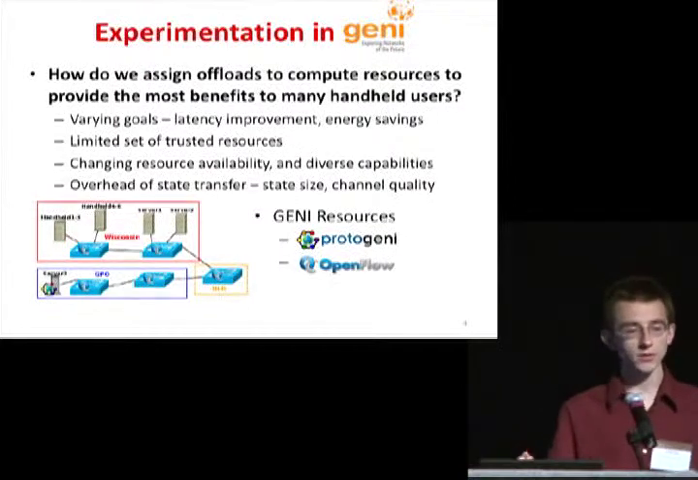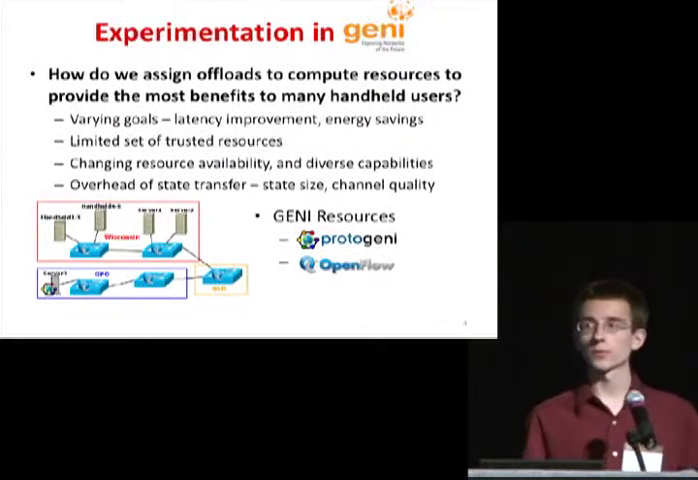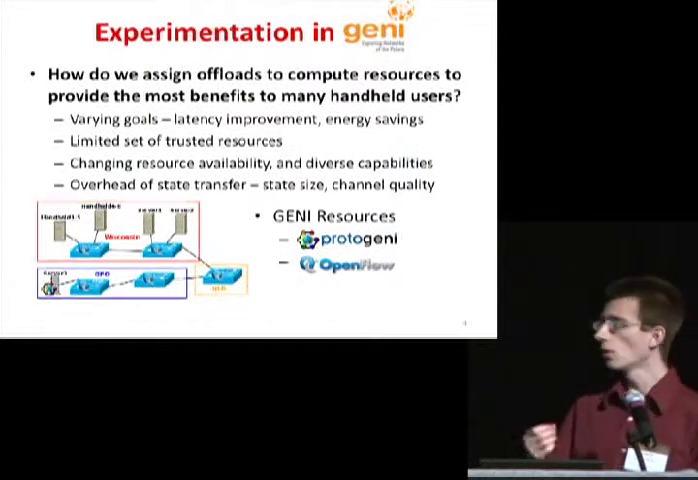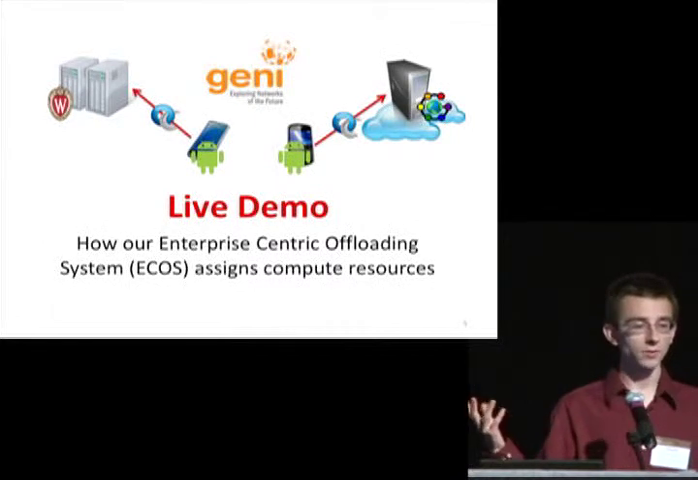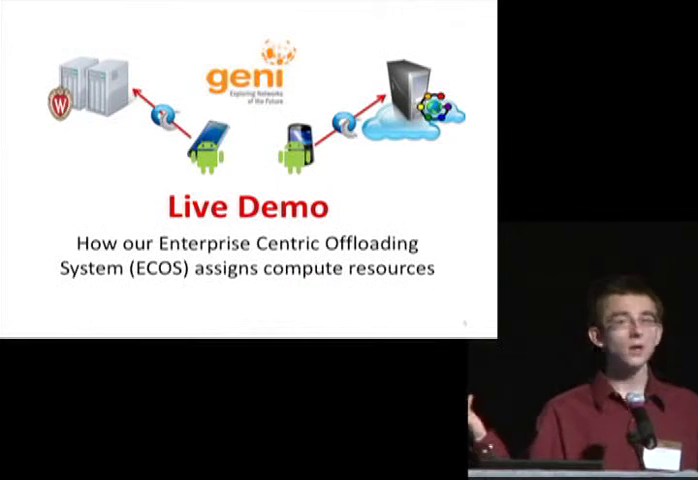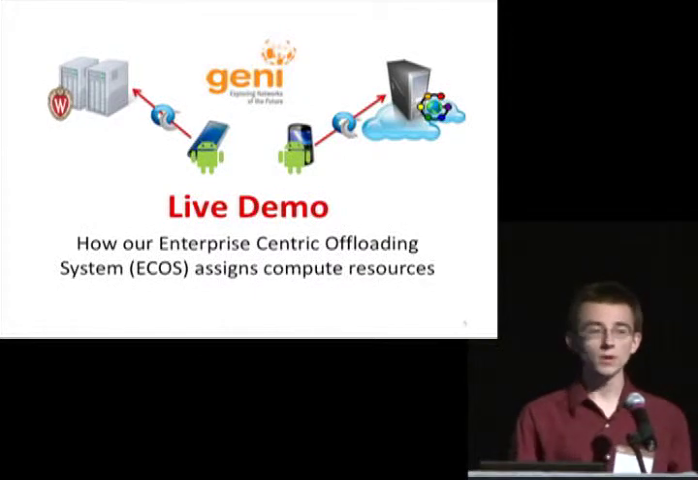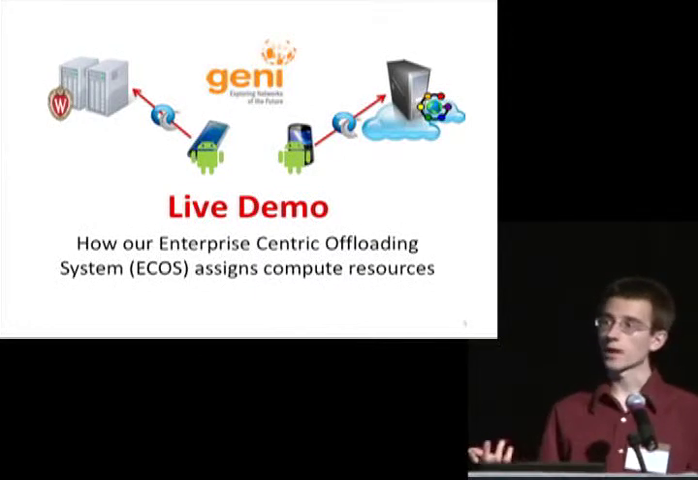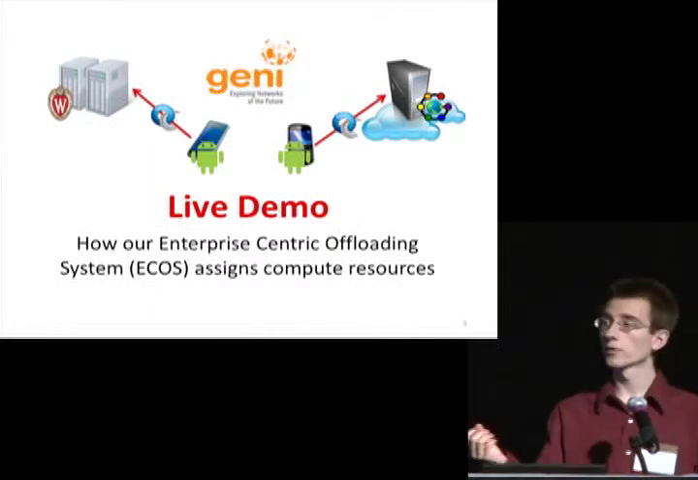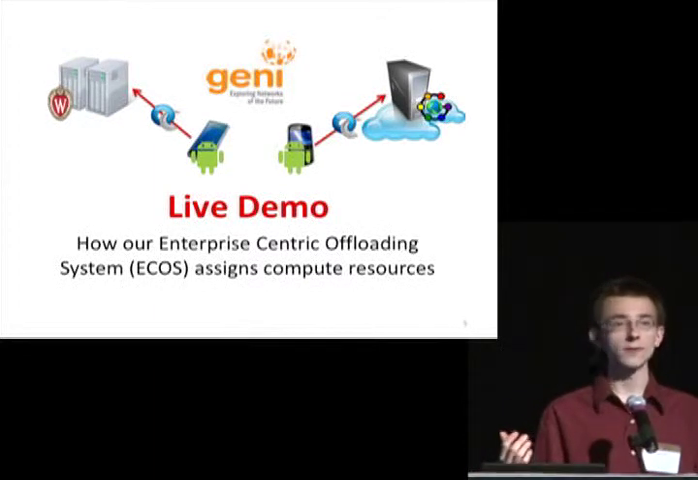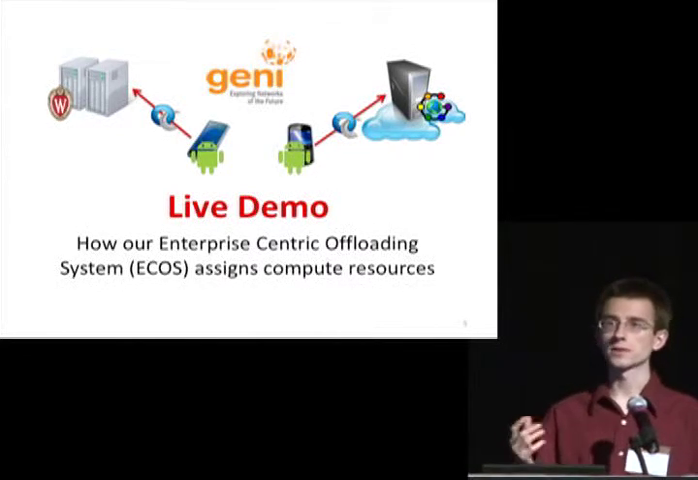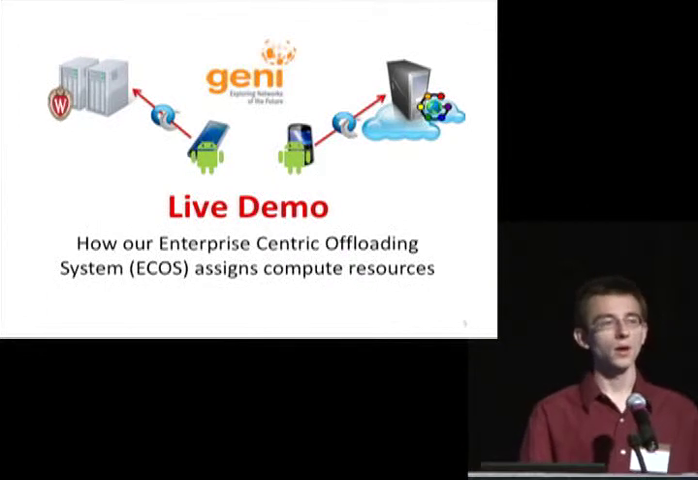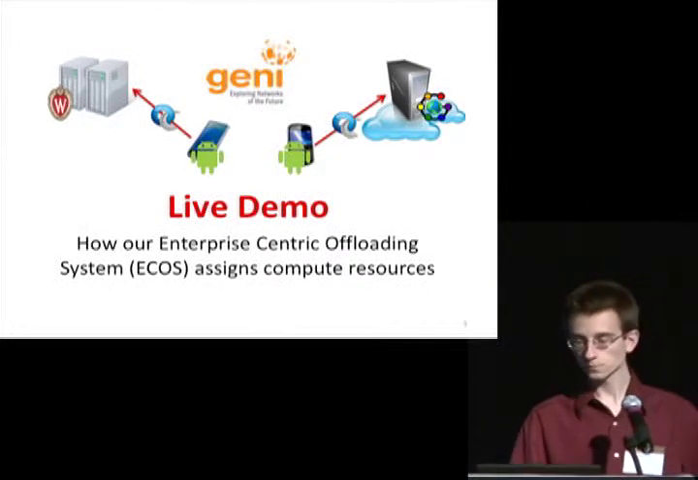The GENI resources I'm using to explore this are both ProtoGENI and OpenFlow. For my demo today, I have a couple of Android emulators, which I'll show you in a minute, running at Wisconsin on a couple of servers. The compute resources they'll be offloading to are a ProtoGENI node at the GENI Project Office and some nodes at Wisconsin, as well as going across OpenFlow. OpenFlow gives us the benefit that we can install paths only for offloads that we actually trust, which adds an extra level of security by having that default-off approach. So with that, I'll switch over to my live demo here.